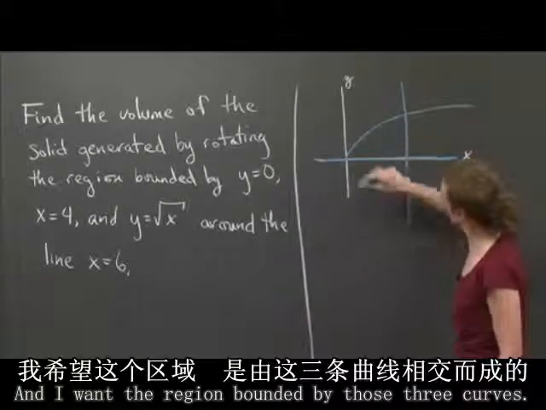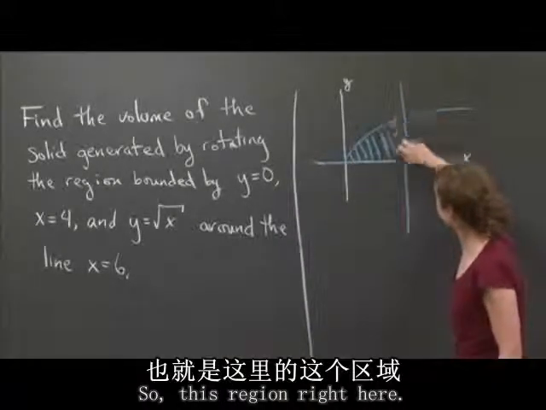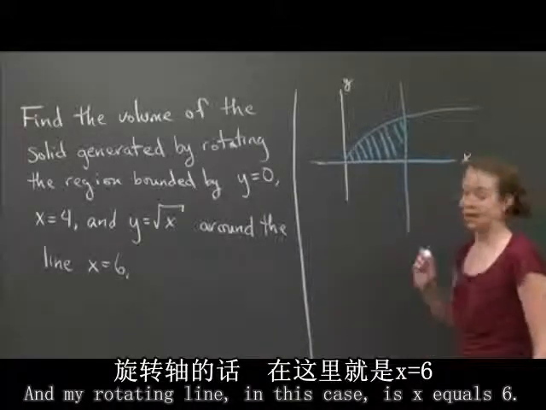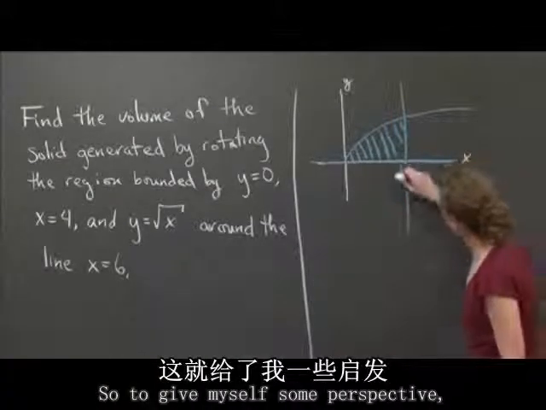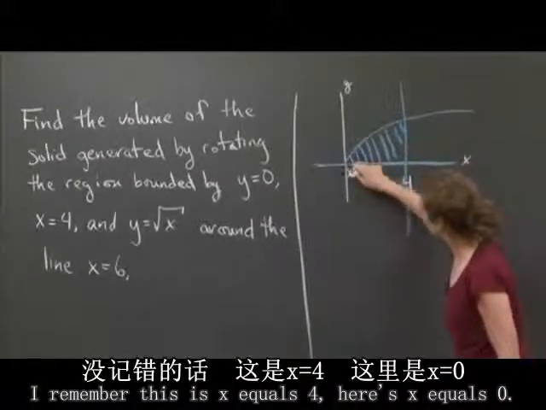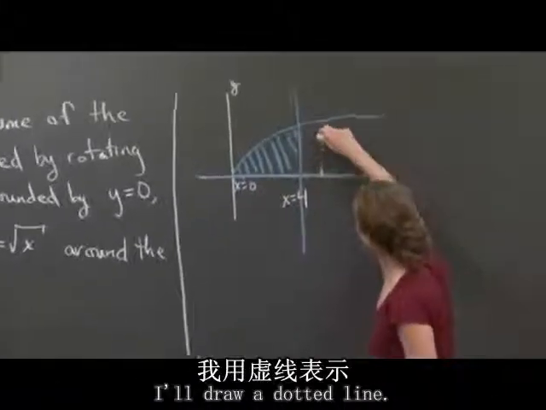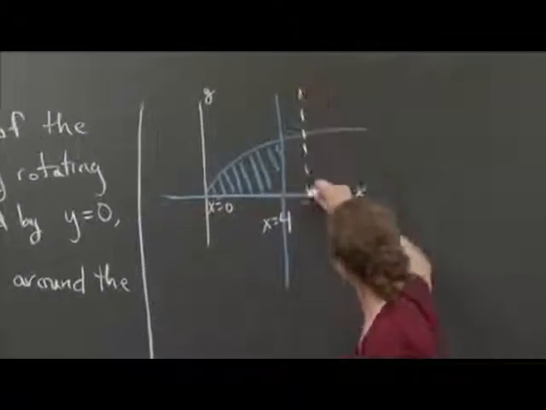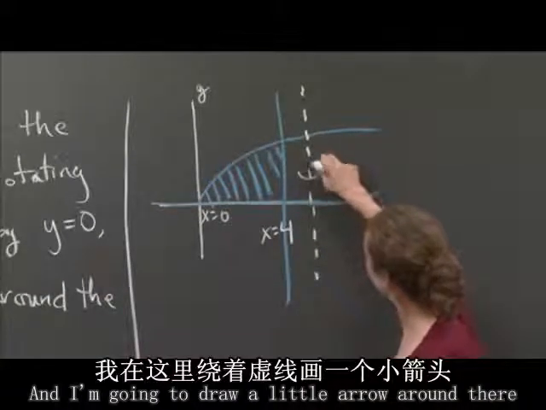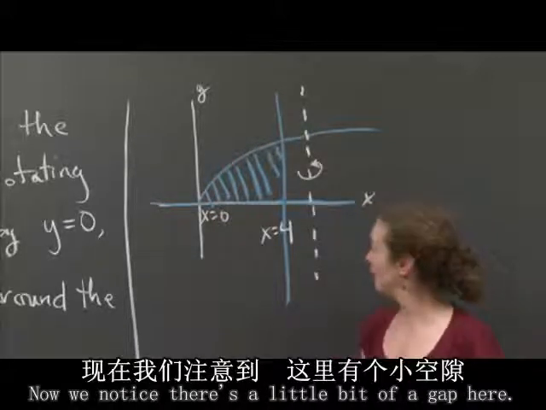And I want the region bounded by those three curves. So it's this region right here. And my rotating line, in this case, is x equals 6. To give myself some perspective, I remember this is x equals 4. Here's x equals 0. So x equals 6 is maybe right about here. I'll draw a dotted line, and a little arrow around there so I know that's the line I'm rotating about.